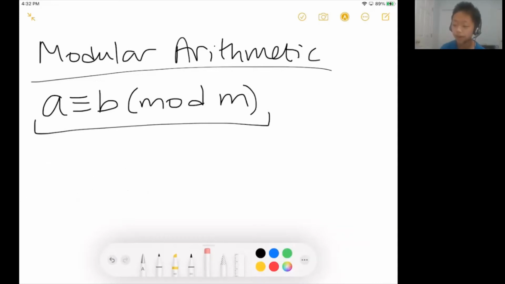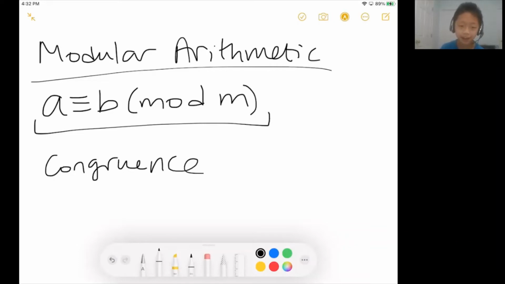But this top equation here, A is congruent to B mod M, is a modular equation. And this equation, we don't call it an equation. In modular arithmetic, we call it a congruence, because A and B don't actually have to be equal in order for this statement to be true. So let's break this statement down to help us better understand what it means.